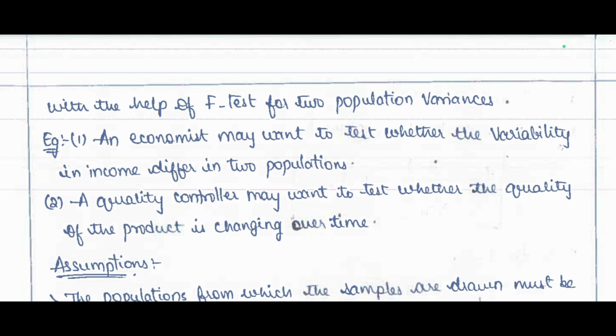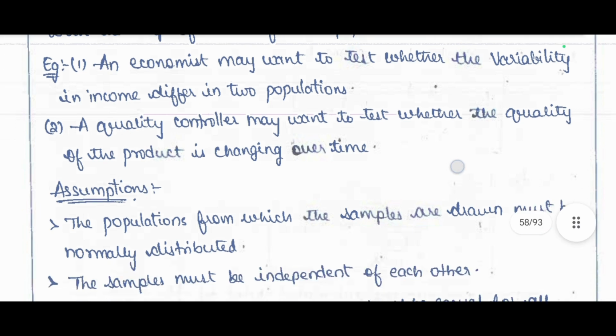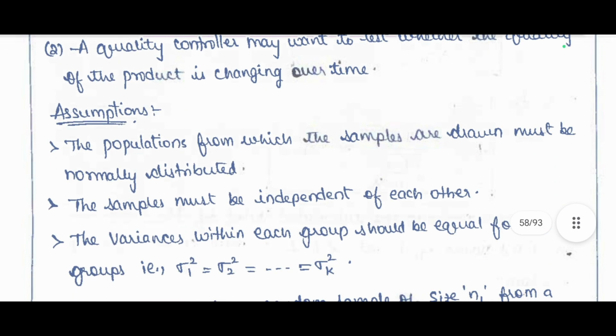For example, an economist may want to test whether the variability in income differs in two populations. Similarly, another example: a quality controller may want to test whether the quality of the product is changing over time.